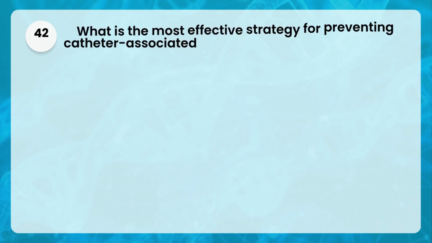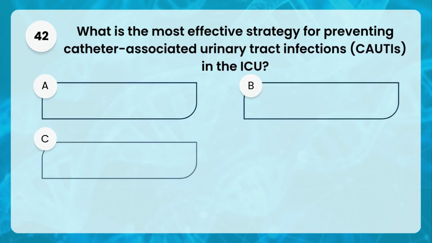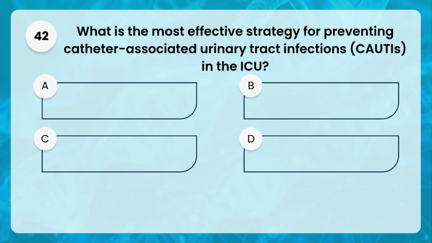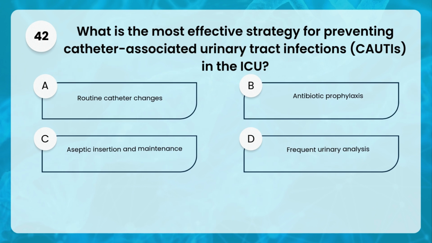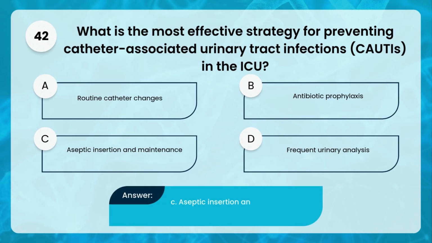Number 42. What is the most effective strategy for preventing catheter-associated urinary tract infections, CAUTIs, in the ICU? A. Routine catheter changes, B. Antibiotic prophylaxis, C. Aseptic insertion and maintenance, D. Frequent urine analysis. The answer is C. Aseptic insertion and maintenance.